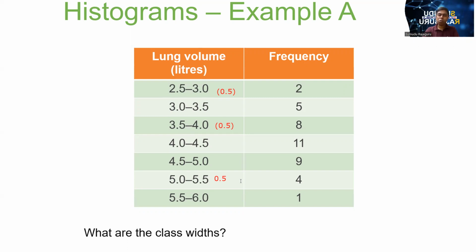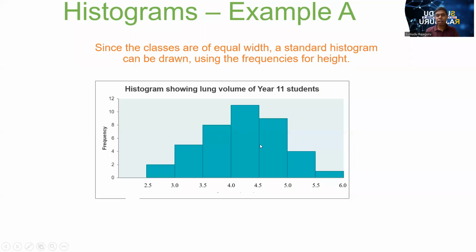So histograms also have different types. I am typing here, the first type of histogram is continuous data and equal class width. Then we can draw this histogram like this. It is like a bar chart, but we have to understand that in between two bars there is no space, because this is continuous data.